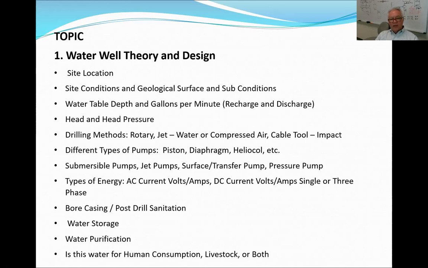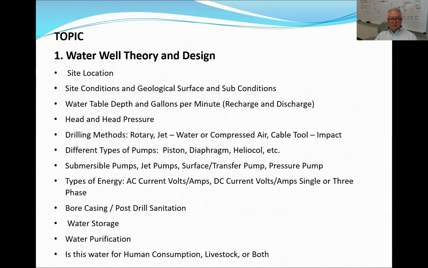Drilling methods: we have rotary, we have jet water or compressed air. We also have what's called a cable tool, which is basically an impact where we just pound a hole into the rocks. With compressed air or water jets, we just blow water or air into the ground and drill a hole that way. And rotary is kind of the standard that everybody uses, that big truck with a big auger bit on the back of it. It just goes round and round and drills a hole until you get to where your water is.